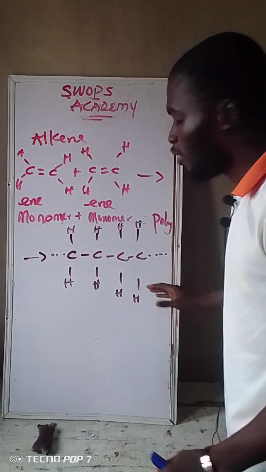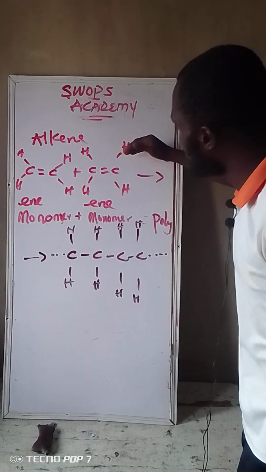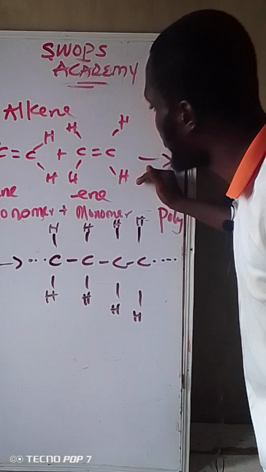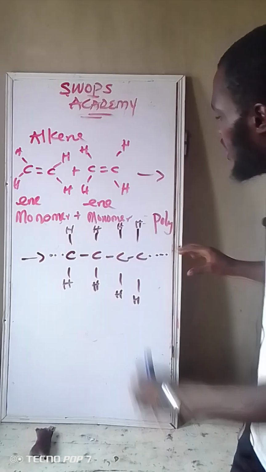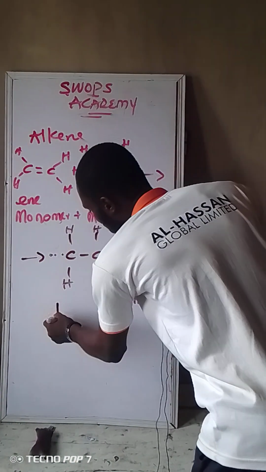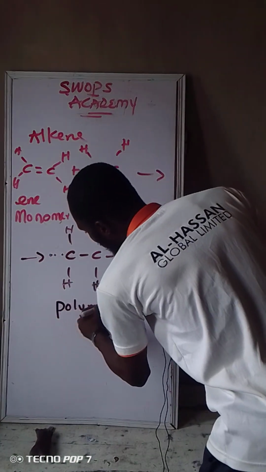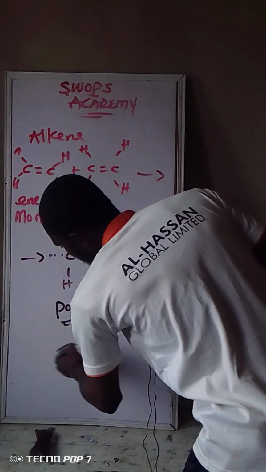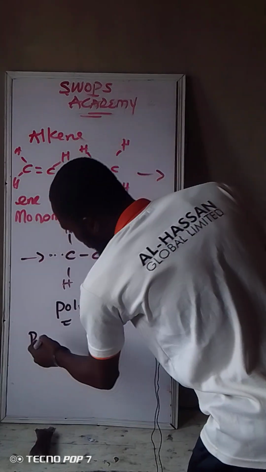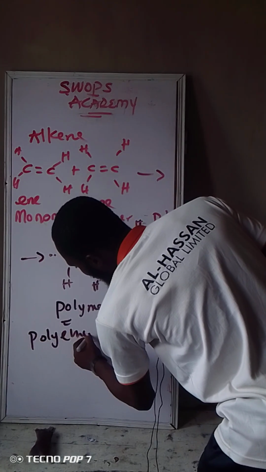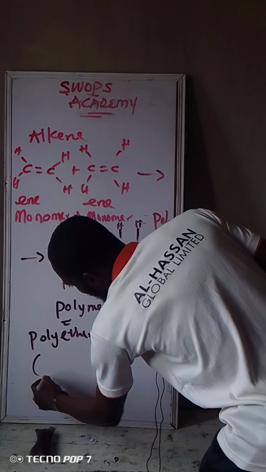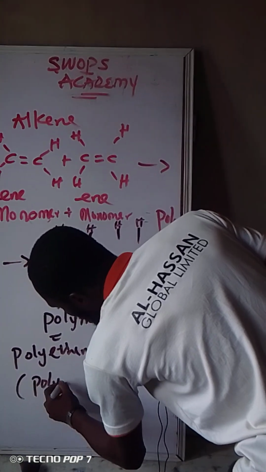So now, as a result of this being added with ethene to form this thing, together this now becomes a polymer. And when you want to call this one, you call it polyethene, which we commonly call polythene.